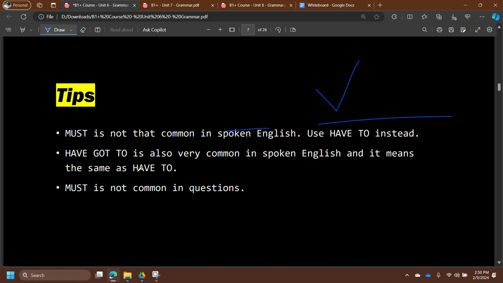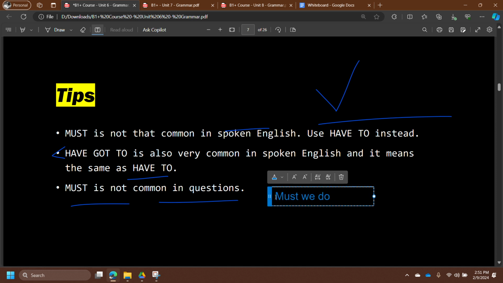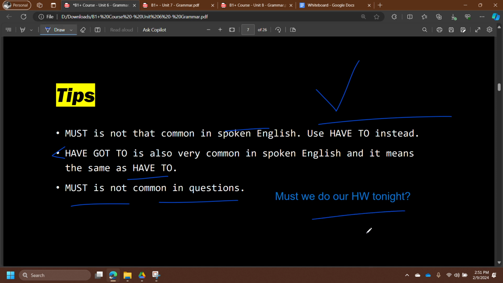Okay, and have got to is also very common in spoken English, and it means the same as have to. The only difference is that have got to is a bit more informal, even more than just normal and standard have to. And must is not common in questions. I mean, it is possible to say, like, must we do our homework tonight? This is a grammatically correct question, but normally people don't really say that. So it's a bit uncommon, some would say.